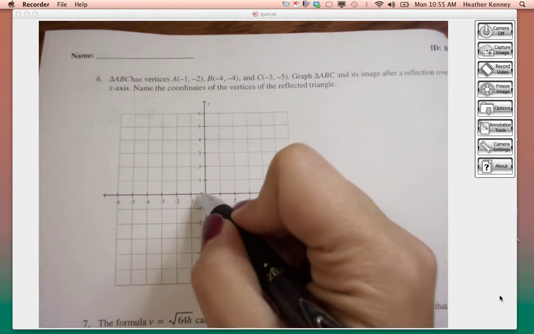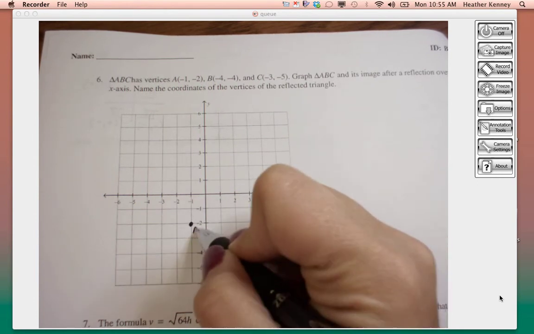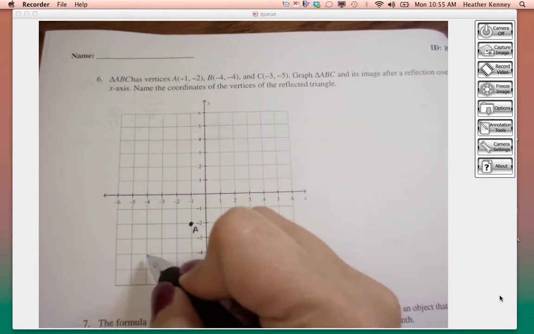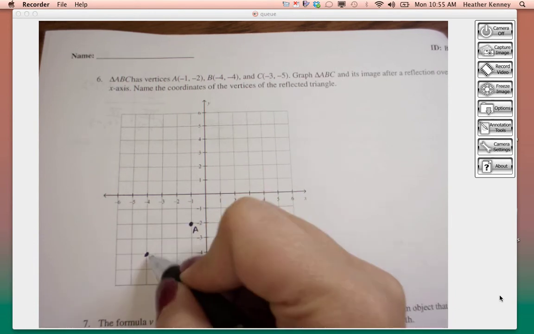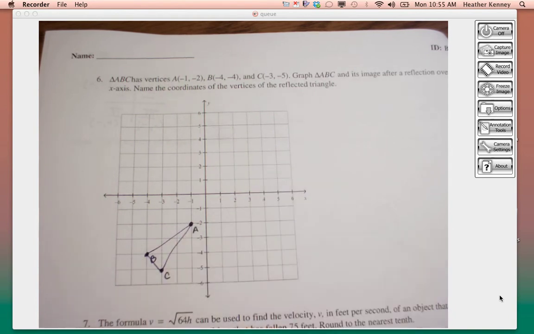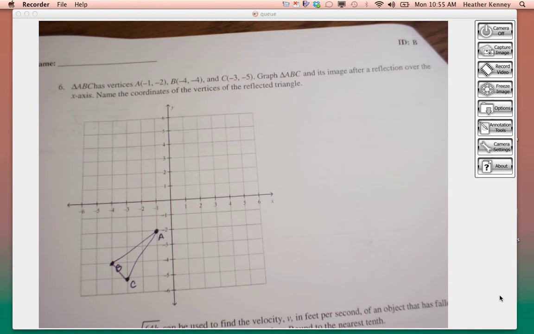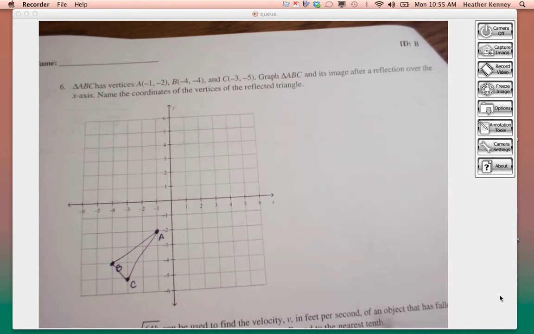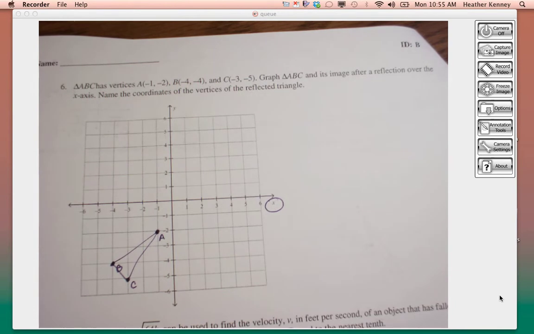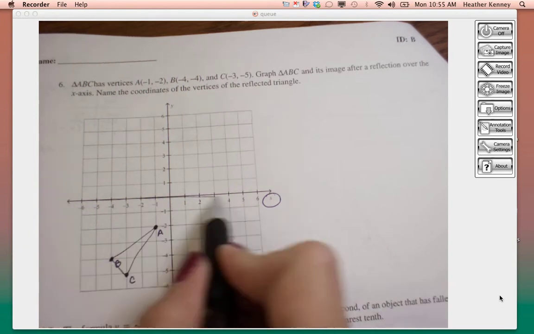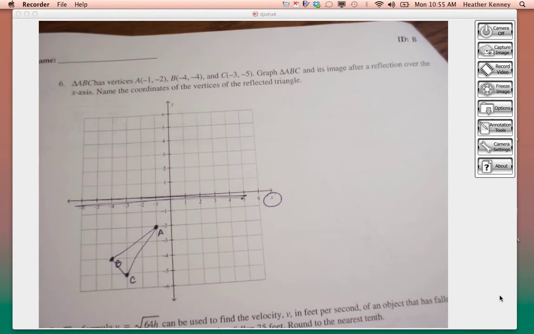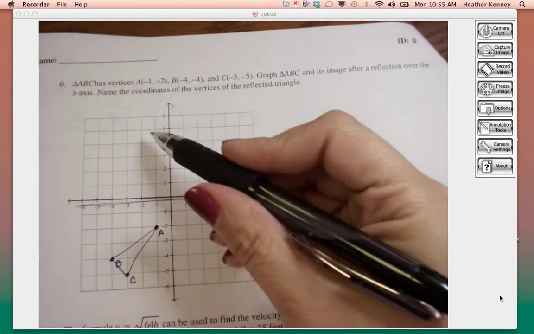Number 6. Triangle ABC has vertices of A (-1, -2), B (-4, -4), and C (-3, -5). Remember, it's a triangle, so we want to connect the dots. Graph triangle ABC, I just did, and its image after a reflection over the x-axis. The axes are labeled, guys. There's no reason why you should have done this over the y-axis. It says x-axis right there. It's the horizontal one.